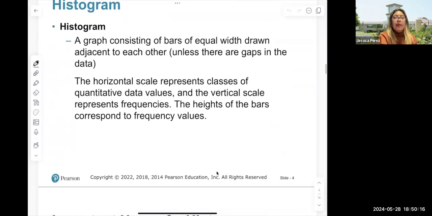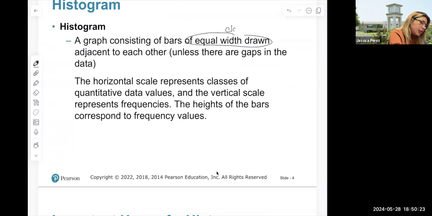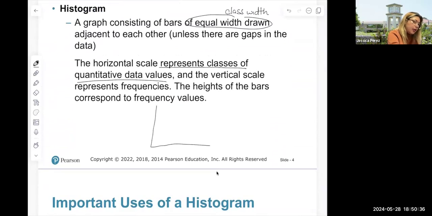A histogram consists of bars of equal width, so this equal width is going to be your class width. The horizontal scale is going to represent your classes of the quantitative data, and the vertical scale will be frequency. So here, the y-axis is going to be the frequency, and the horizontal, your x value, will be your classes.